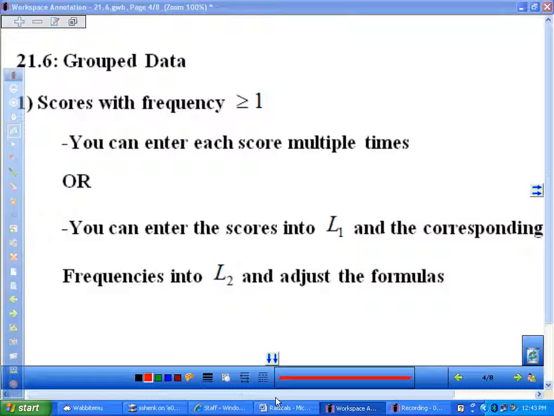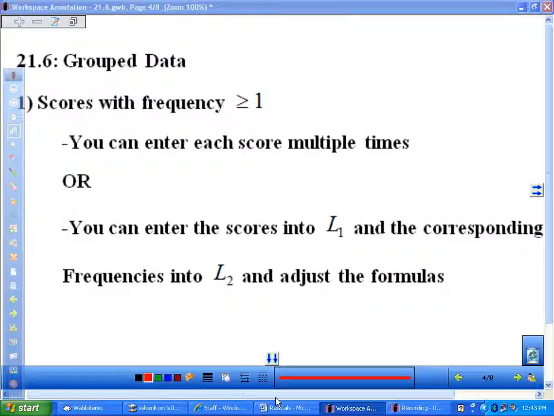Each score is not going to be represented just once. You're going to have multiples of these scores, and how are we going to take them into consideration then? There are 2 ways to handle this. Number 1, you can ignore the frequencies and type all your scores, those multiple times, into L1. Is that going to be a lengthy process, though? Yeah. You might have one score that occurs 8 times. Well, you're going to have to type that score in 8 times into L1. Another score might occur 15 times. You're going to have to type it in 15 times into L1.